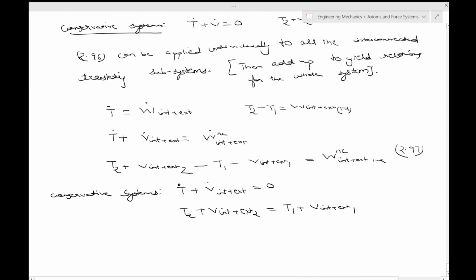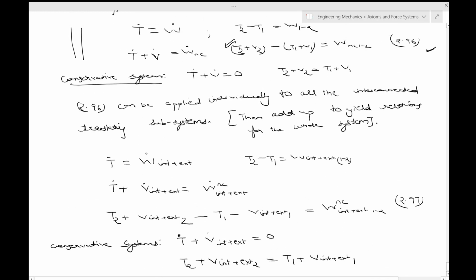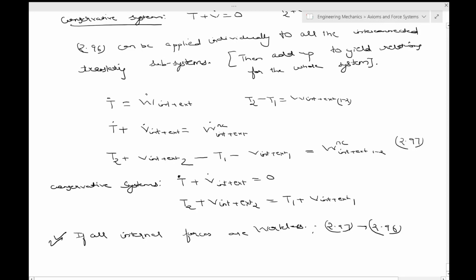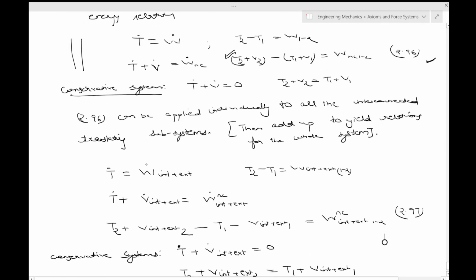So if all internal forces are workless, then 2.97 will reduce to 2.96. So 2.97 will reduce to 2.96 if all the internal forces of interaction are workless. This is something which you should note. It's anyways visible clearly if you look at 2.97 to 2.96.